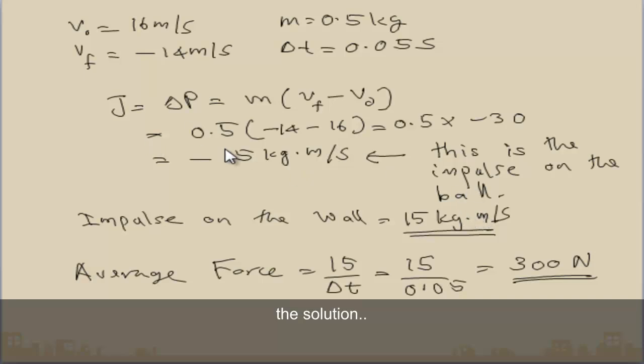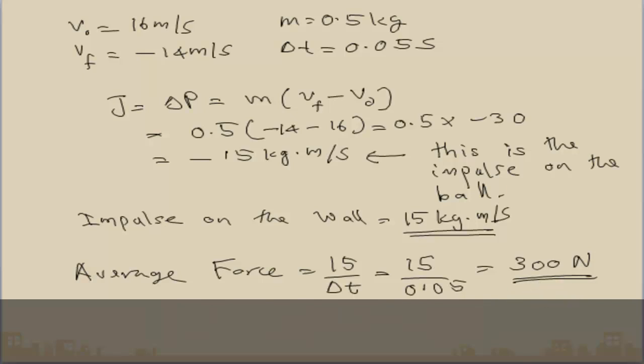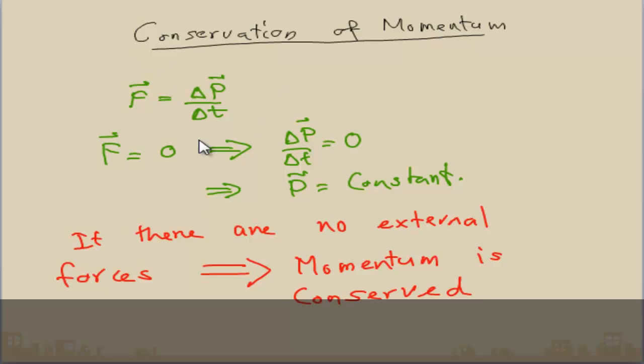Now we applied the impulse momentum theorem to the ball. This means this is the impulse on the ball. So the impulse on the wall is in the opposite direction but must have the same magnitude. So impulse on the wall is plus 15 kilograms times meters per second. From that we can find the average force, because average force is impulse divided by delta t. So that's 15 over 0.05. That's 300 newtons.